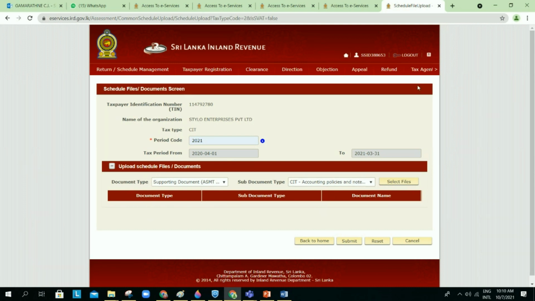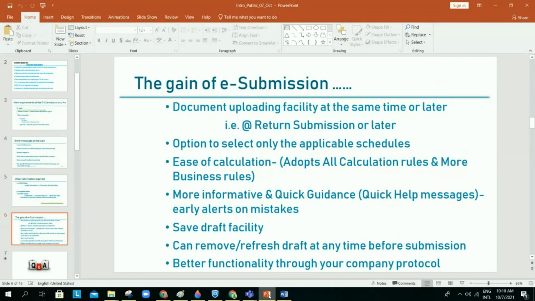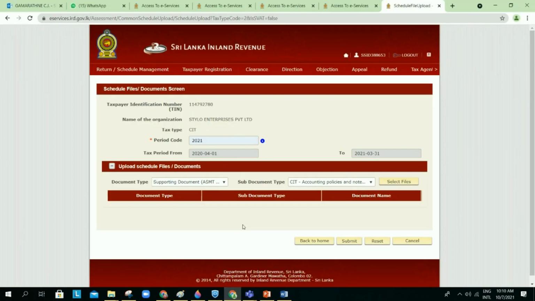The next one is the option to select only the applicable schedule. Actually, this is the most convenient feature of the e-return. There is an option given to select only the applicable schedules. There is no need to go through all the schedules. Here you can pick the relevant schedules by answering the qualifying questions.